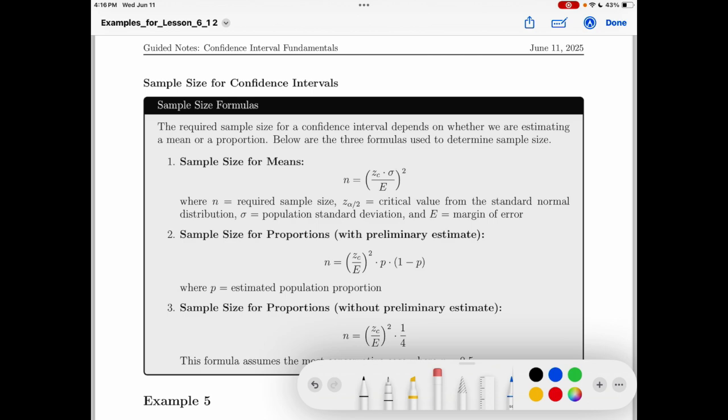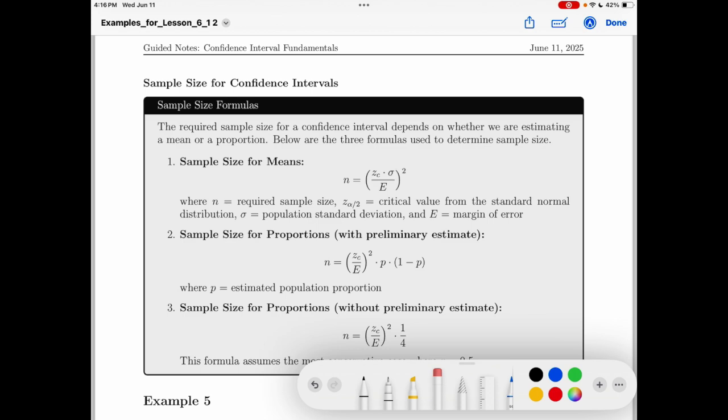And let's say we want to guarantee a specific margin of error or maintain a certain confidence level. We need to know how many people or how many members to put in our sample. And that's where sample size calculations come in, which is what we're going to talk about in the last few examples.